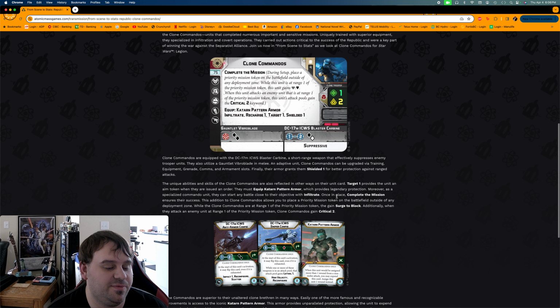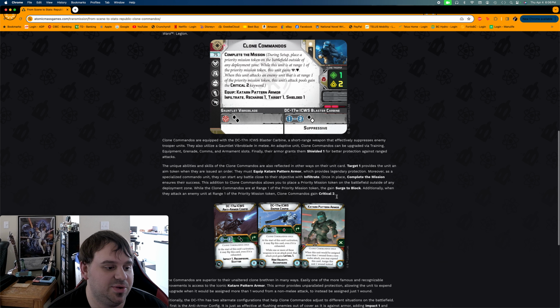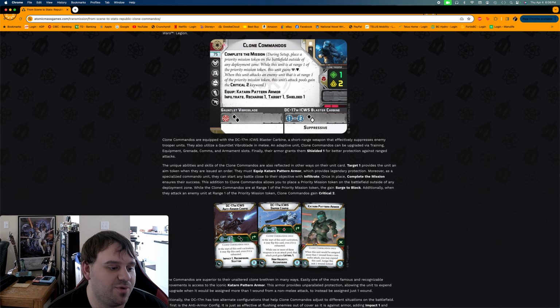It seems really powerful with the shield and just the amount of dice that you can throw. I mean, 4 red, 8 black. It's definitely a good option.